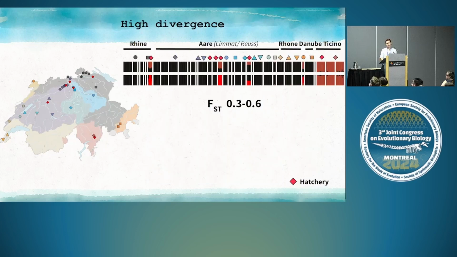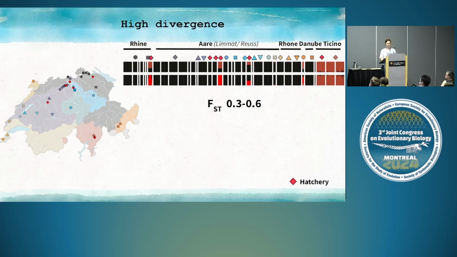And the divergence is also really high. So the divergence between these three different clusters, as well as these three different hatcheries, is between 0.3 and 0.6 FST. So they really are very, very different, whilst the rest of Switzerland looks basically homogeneous in comparison.